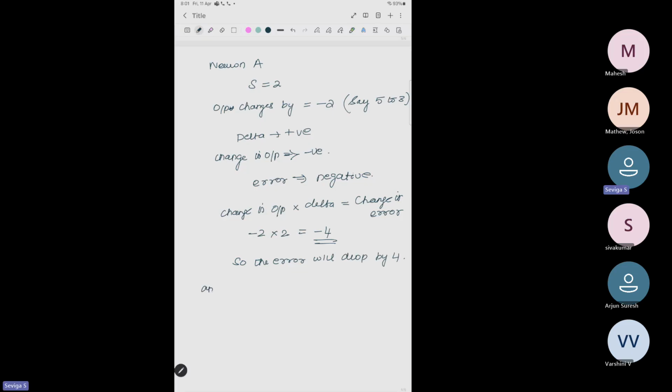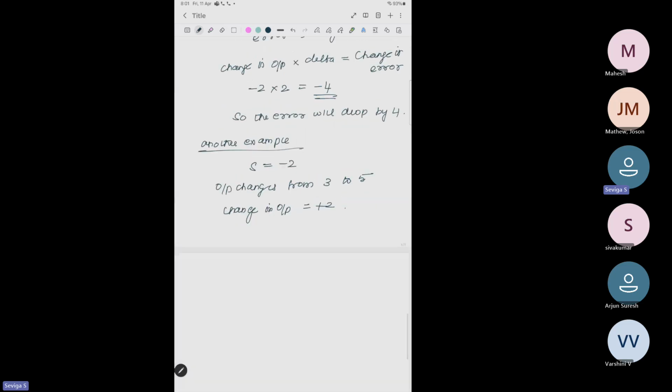Let's take another example. Let the delta be -2 this time. Output changes, this time we will say from 3 to 5. So change in output is +2. So change in output into delta, that is +2 into -2, is equal to -4. So this time also the error will reduce by 4.